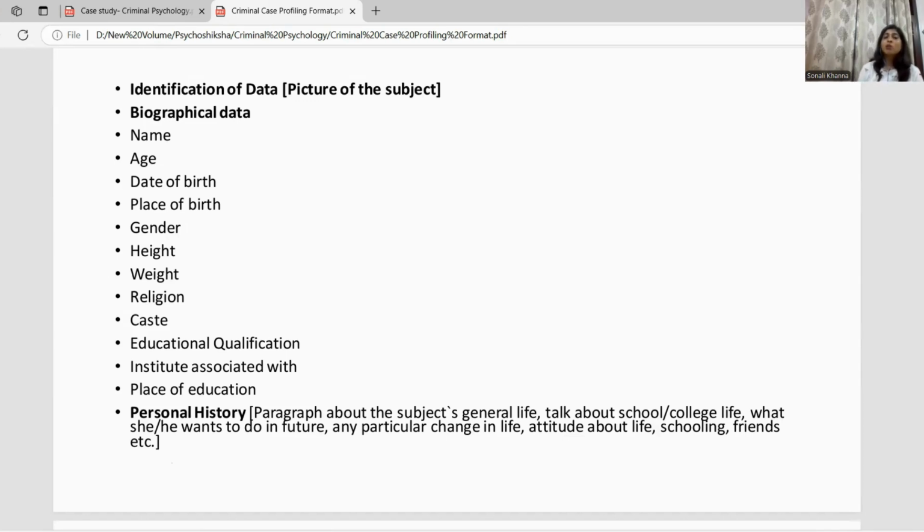Personal history is a paragraph about the subject's life journey. Talk about school, college life, what he or she wants to do in future, a particular change in life, attitude about life, schooling, friends, etc. So you have to take a very general outline about what he or she was, what type of schooling they had, what friends they had, what they wanted to do in future, how their childhood was, and whether there is any significant information that needs to be taken up. Of course, you will not get it just like that. You have to talk a lot, and sometimes you have to get information from other sources as well, in order to get to know more about your own client.